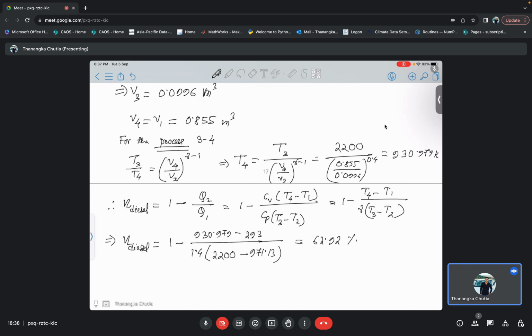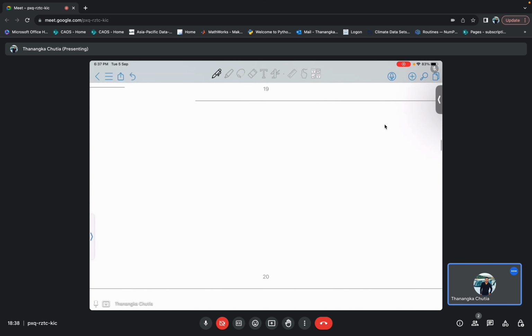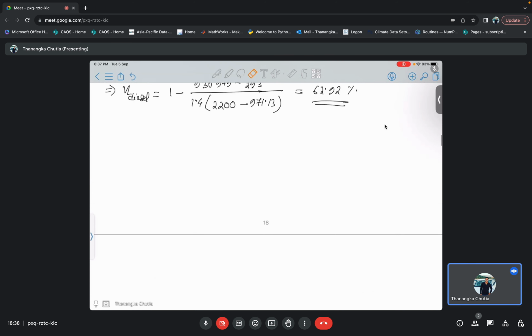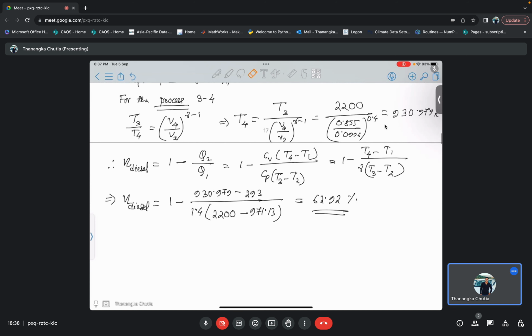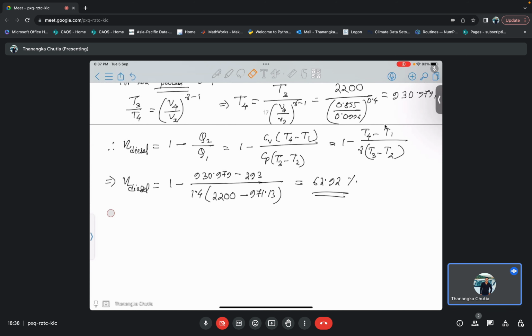So from here you will get your efficiency, 62.92%. So just like the Otto cycle, we also have an alternate formula. So how to calculate that alternate formula? This is used when we know the temperature at each point.